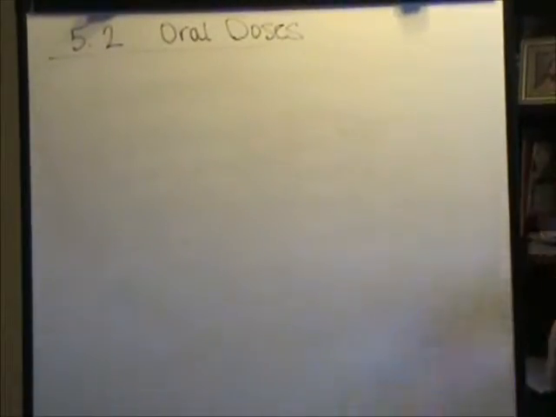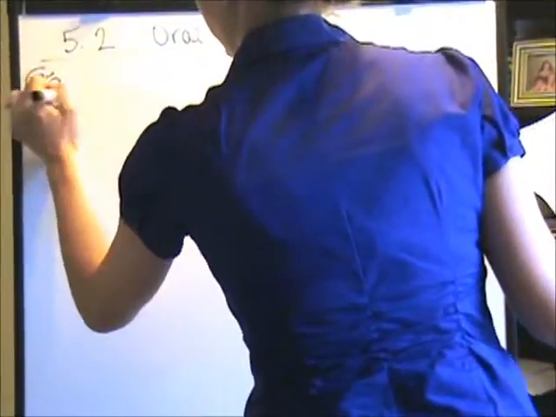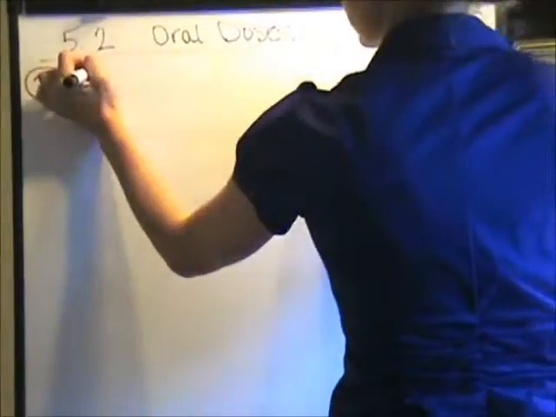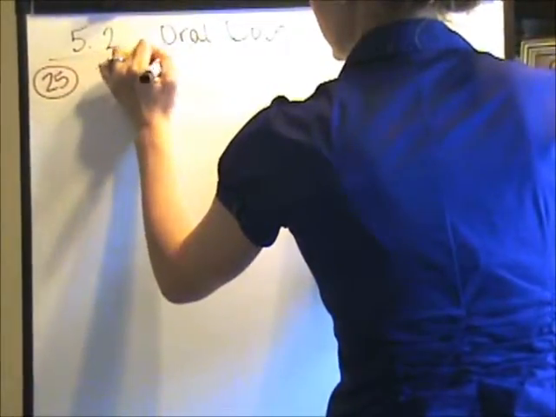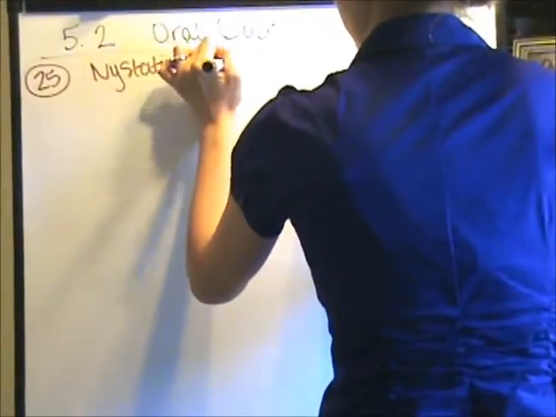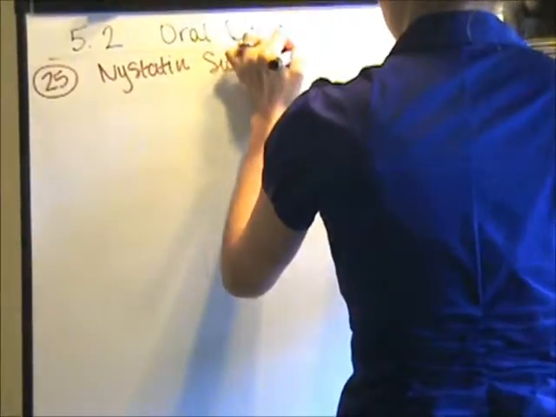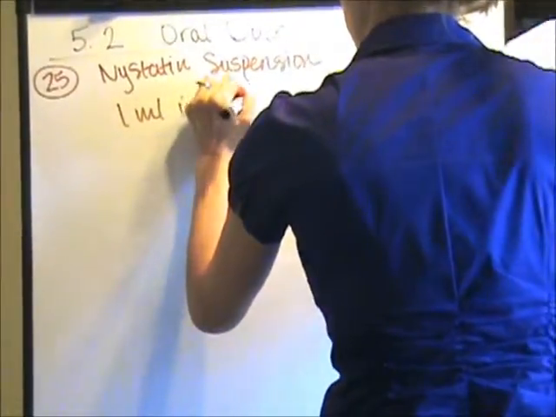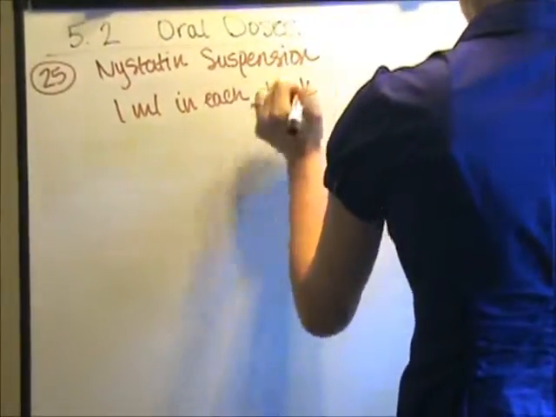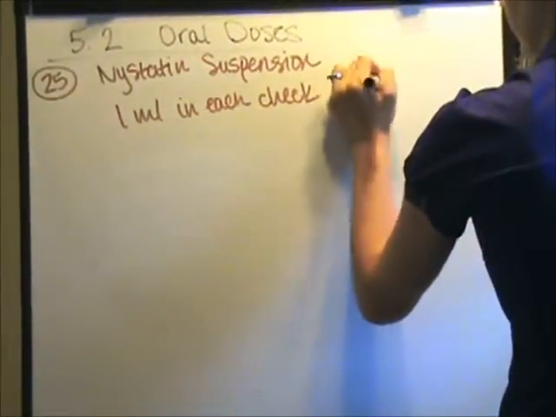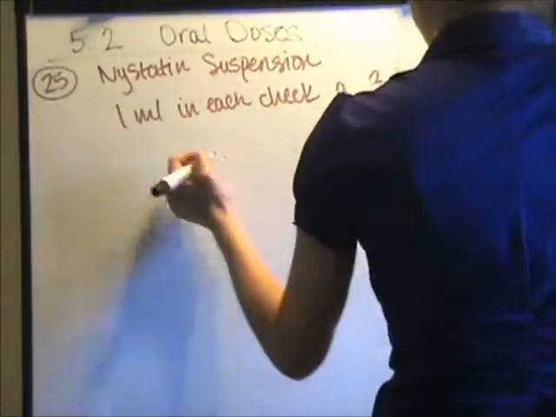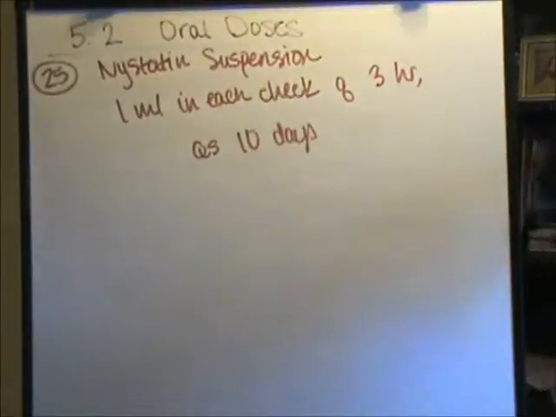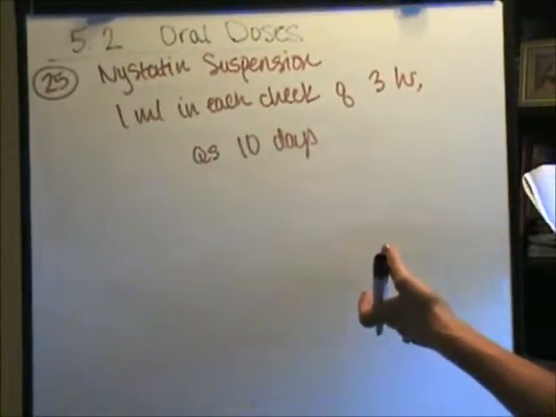Okay, let's look at number 25. How many milliliters of nystatin must be dispensed for the following prescription? Nystatin, you'll see this dosed a lot of times in newborn children who have thrush. And it's 1 milliliter in each cheek every 3 hours. And you're going to dispense quantity sufficient for 10 days. Okay, so how many milliliters of nystatin must be dispensed?